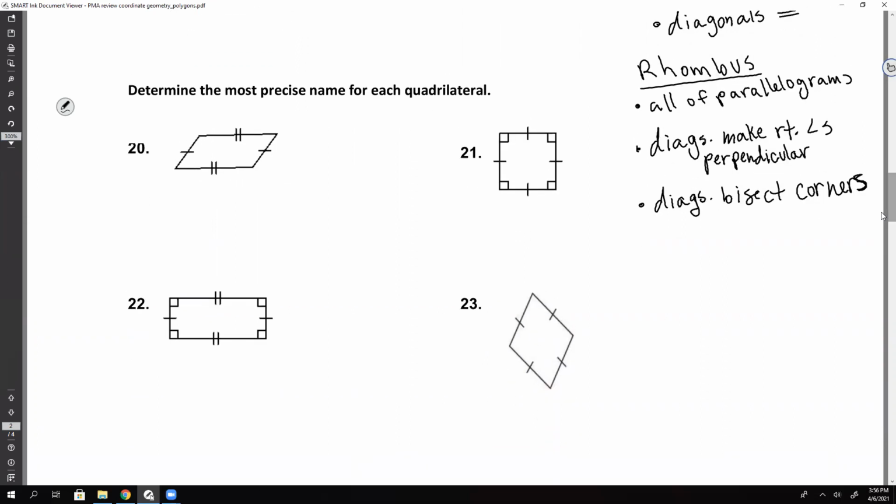And then now a square. Okay, squares, they have everything all about a parallelogram.